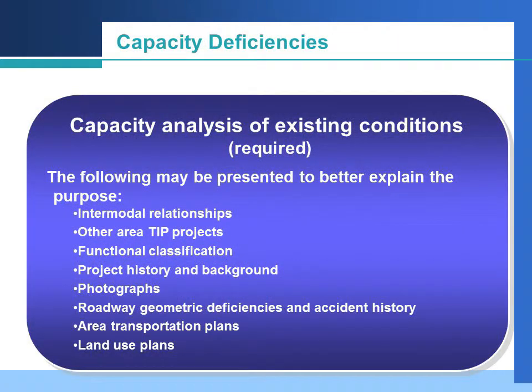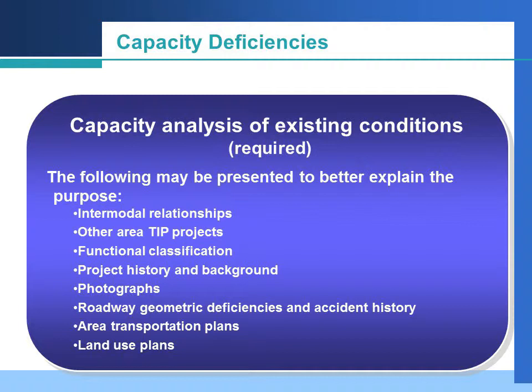Capacity deficiencies are explained by the inability of a transportation system to accommodate the traffic volumes that use it, typically explained in terms of level of service, or LOS in short. Deficiencies can occur along main lines or at intersections. An inadequate number of lanes or extensive queuing or backing up of vehicles at an intersection can cause capacity deficiencies. A capacity analysis of existing conditions should be presented at the Concurrence Point 1 meeting.